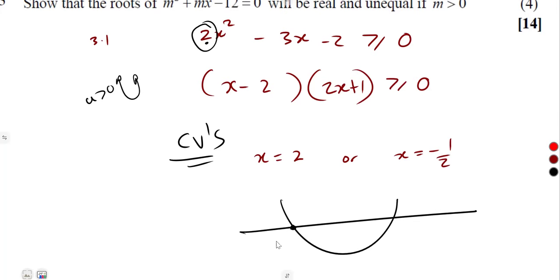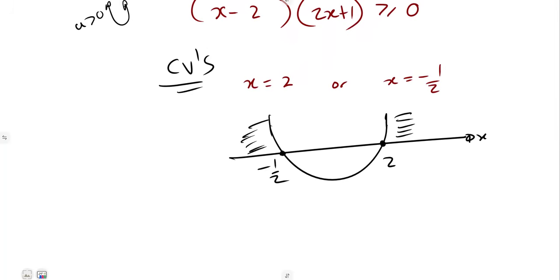And this is negative half here, positive 2. So our function, the whole of this, is what? Greater than 0. That is above the x-axis, a positive above the x-axis. So this is the region above the x-axis. So therefore, our solutions will be what?